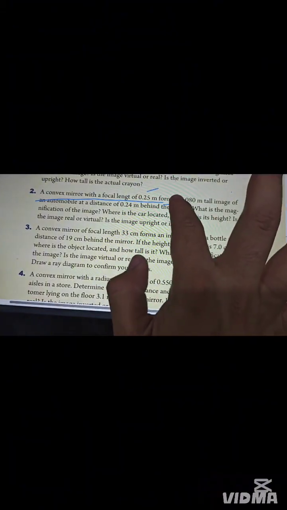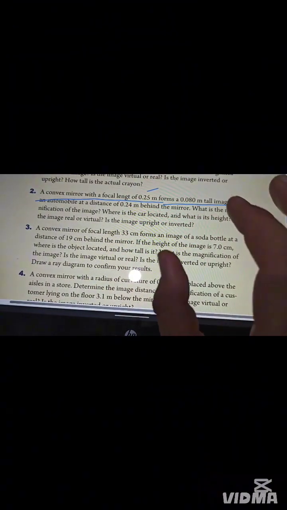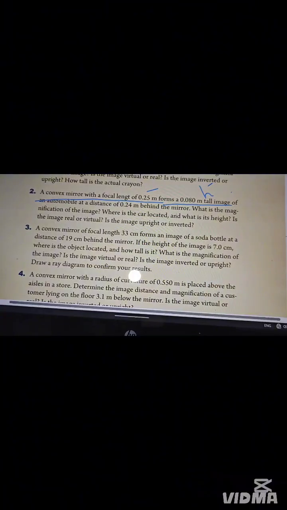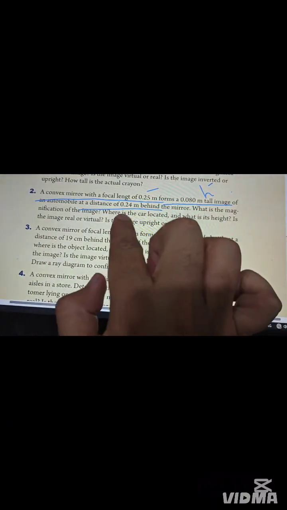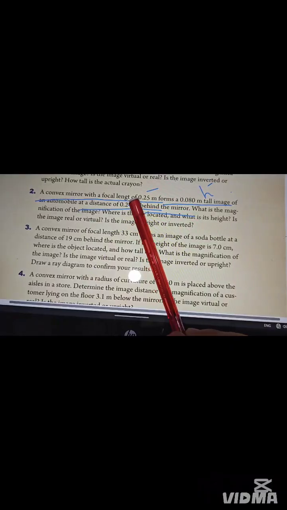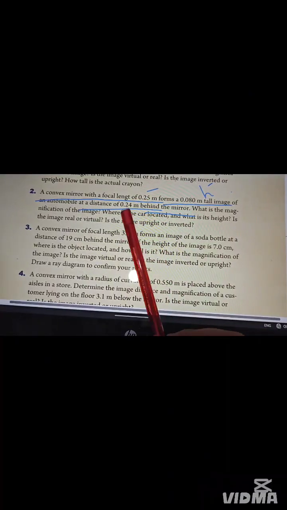It forms a 0.08 meter tall image, and the size of the image, height h dash, is positive, of course. The image is at a distance 0.24 behind the mirror. Because it is behind the mirror and virtual, this value will be negative. Q equal to negative 0.24 meter.